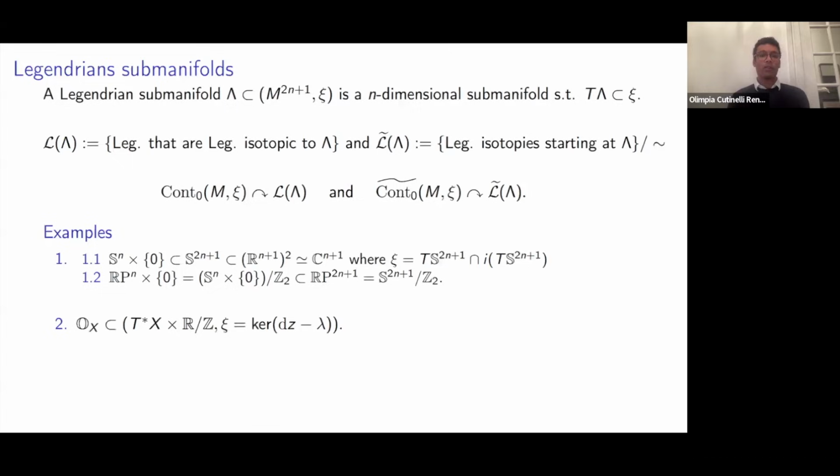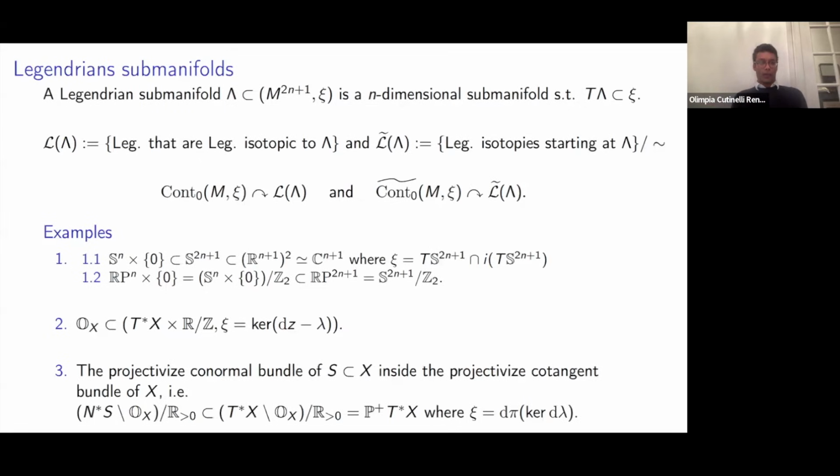A second example I will be interested in today is the periodic one-jet bundle of a manifold X. What I mean by periodic one-jet bundle is you take the cotangent bundle of X, and then instead of taking the product with the real line, as usual, you take the product with the circle S^1. And here you have also a standard contact distribution on this space given by the kernel of the one-form dz minus lambda, where lambda is the canonical one-form of the cotangent bundle. So in local coordinates, it's p dq. So this is the contact manifold, and your Legendrian inside is just the zero section.